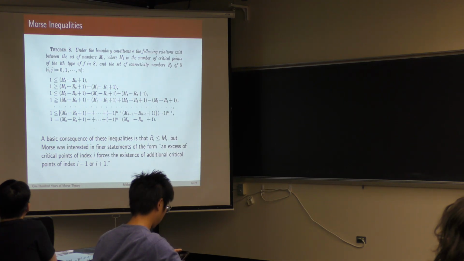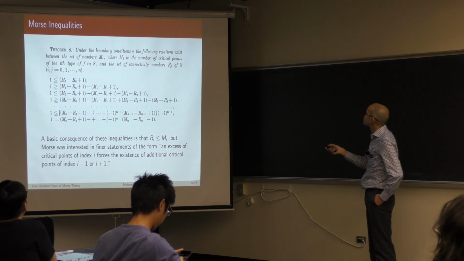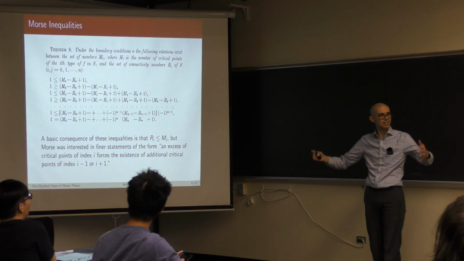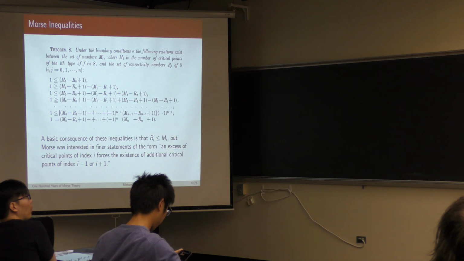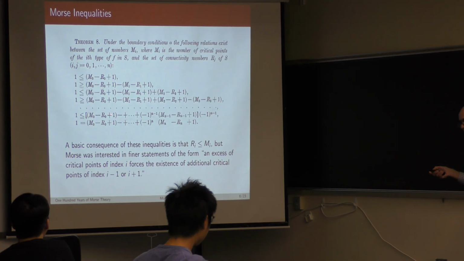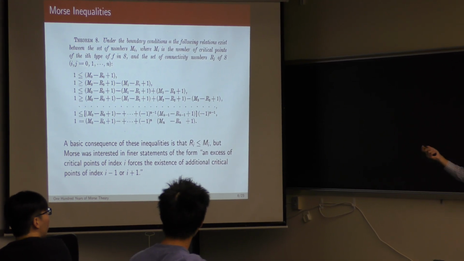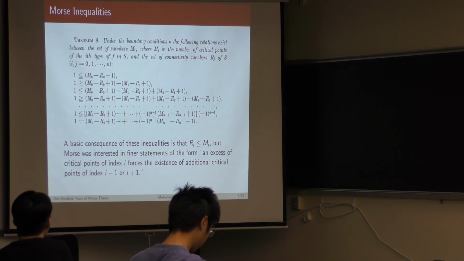Okay, so now comes the main result. This is Morse's main theorem in this paper. It says that under the boundary conditions, if you fix the conditions I said earlier about this compact manifold with boundary and this function with gradient pointing outward, then the numbers Mi and Rj are related as follows. It's a very complicated relationship, and the beginning is very simple. The first one says there must be at least one minimum. If it's connected, there must be at least one minimum, and if there are R0 components, then you must have at least that many.